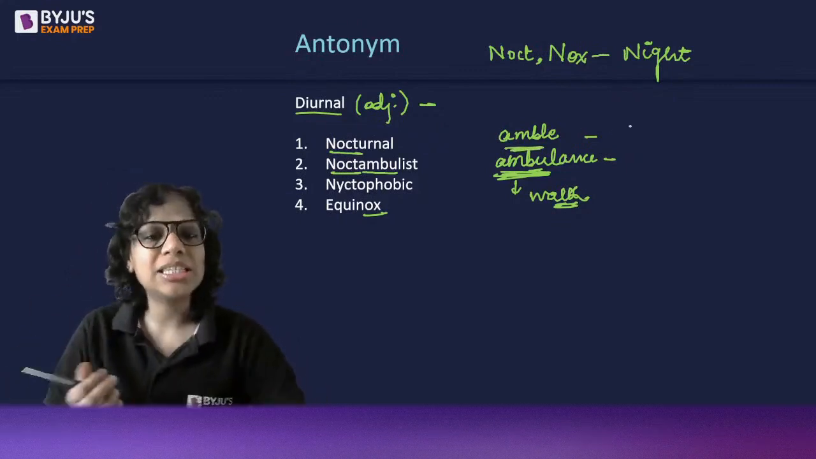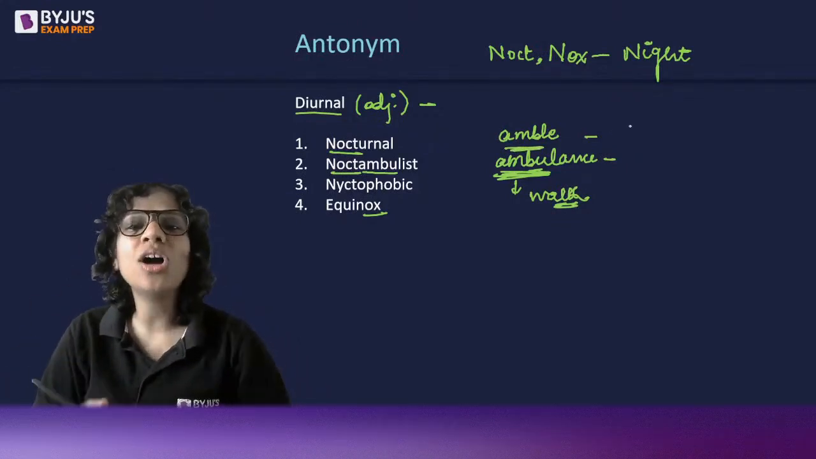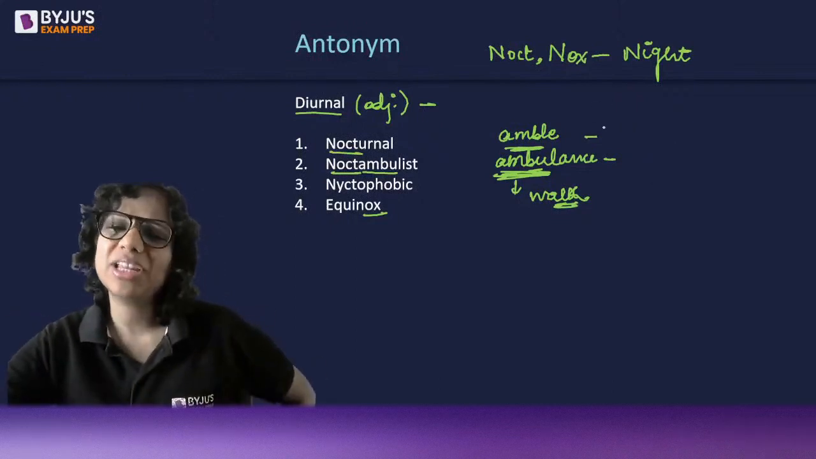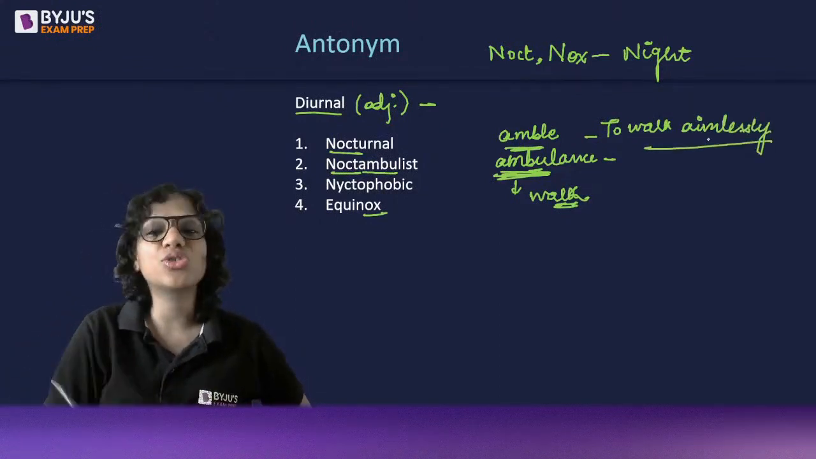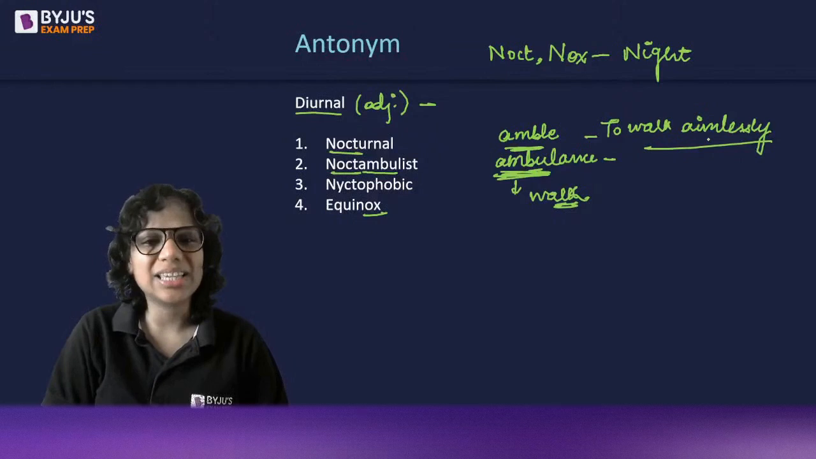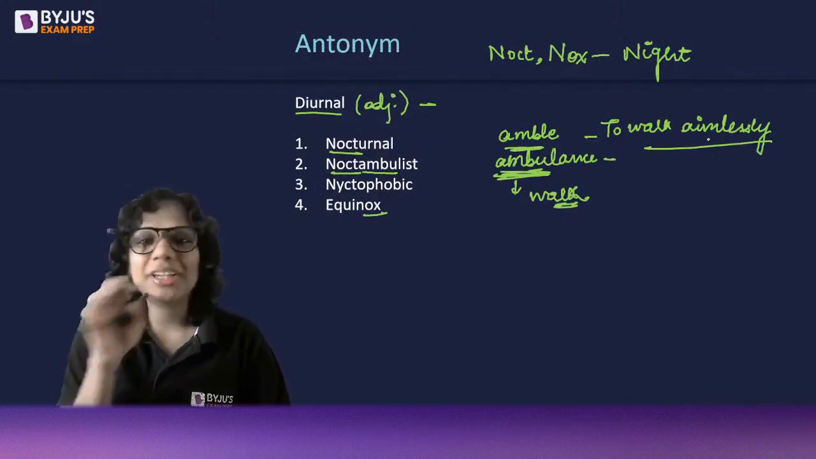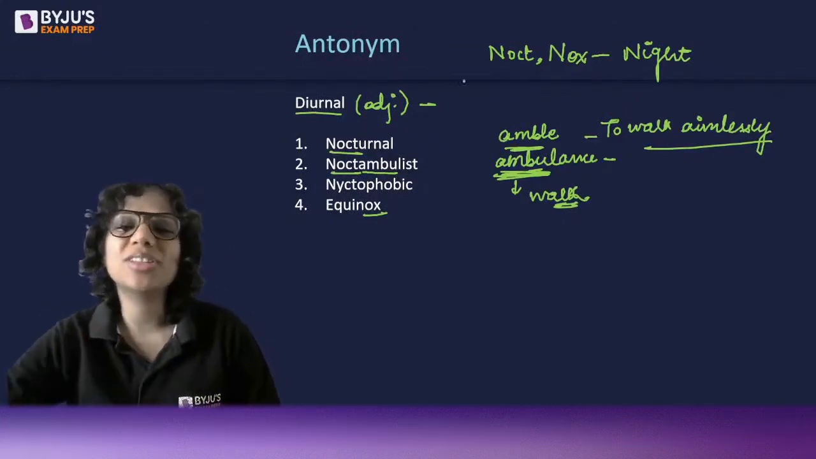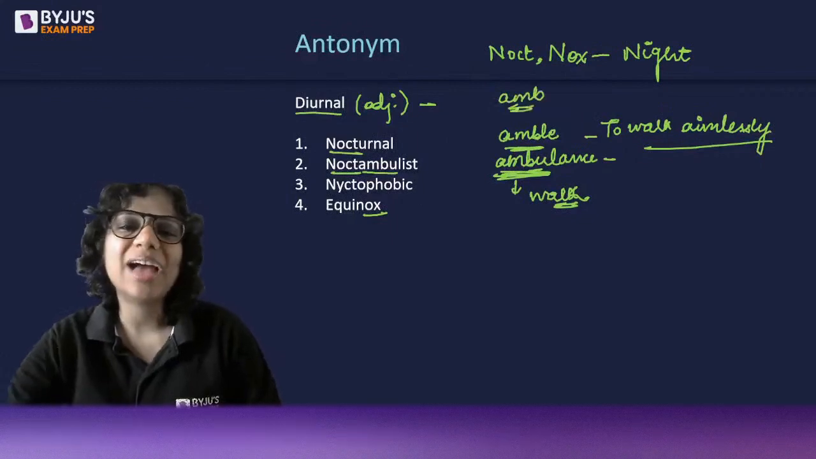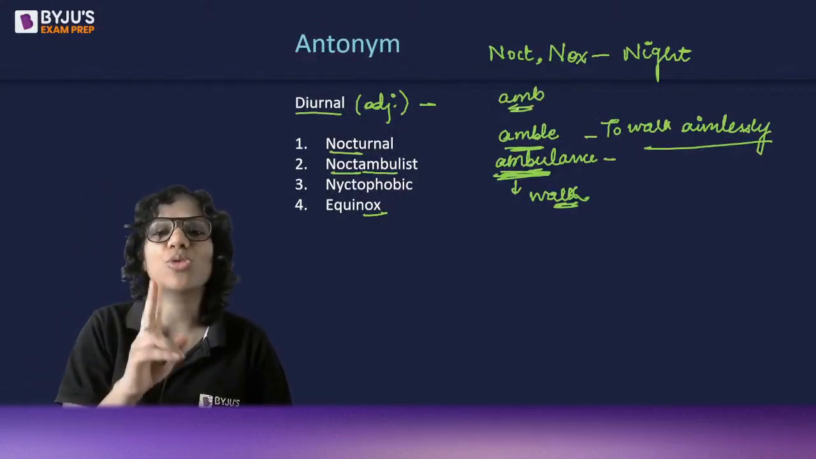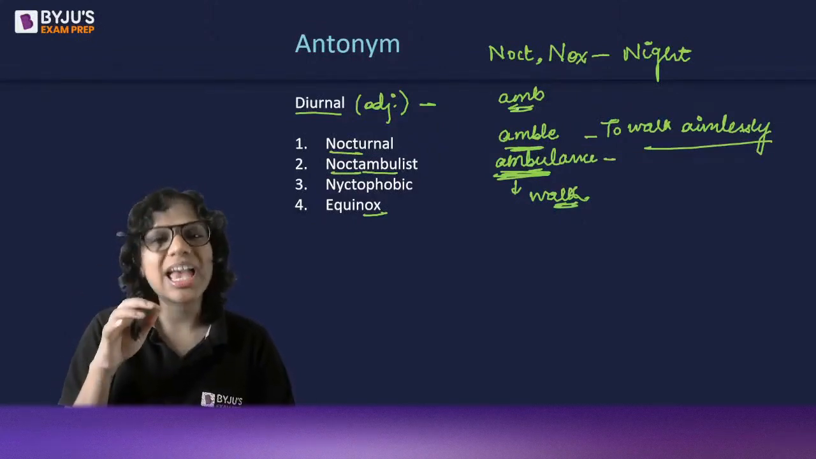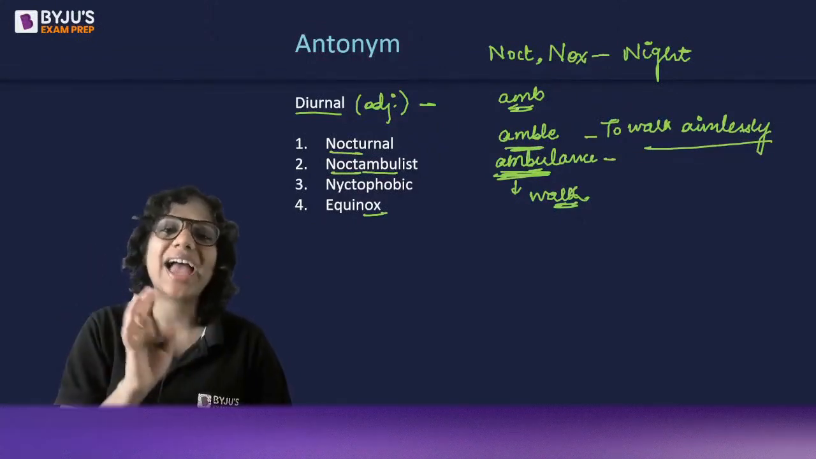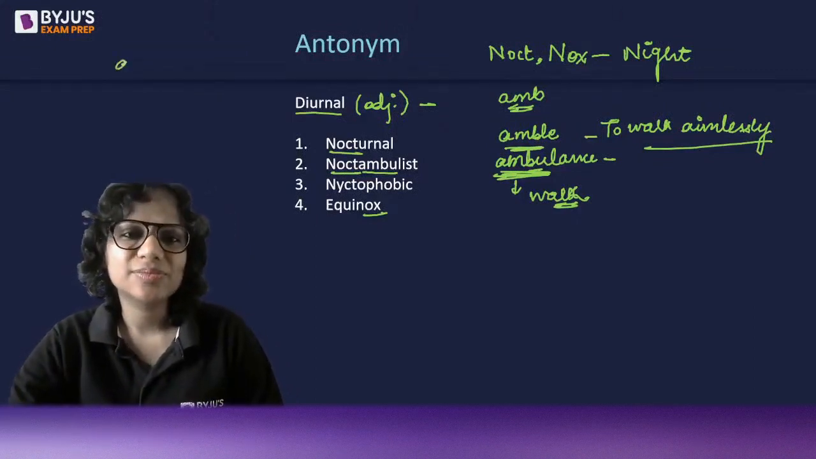To amble means to walk aimlessly, in a relaxed manner. For instance, when we go for a night stroll, we amble at times. Now, why am I talking to you about this root amb here? Remember, amb is different from ambi. Ambi means both, right? Ambidextrous, ambivert, ambiguous, ambivalent. Ambi means both, right?